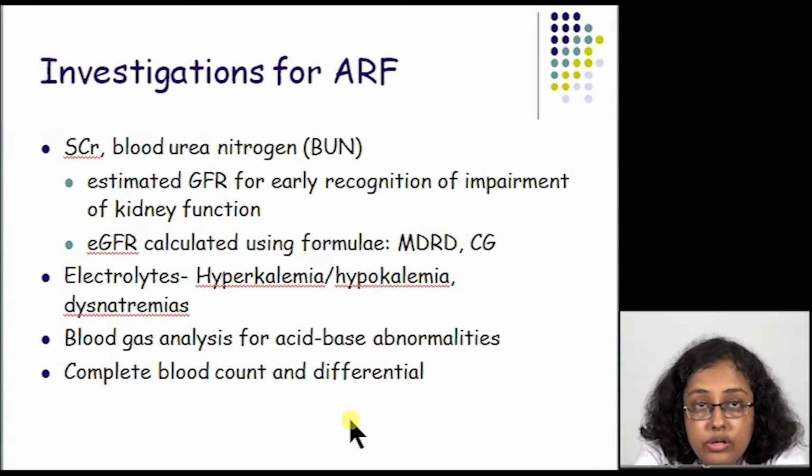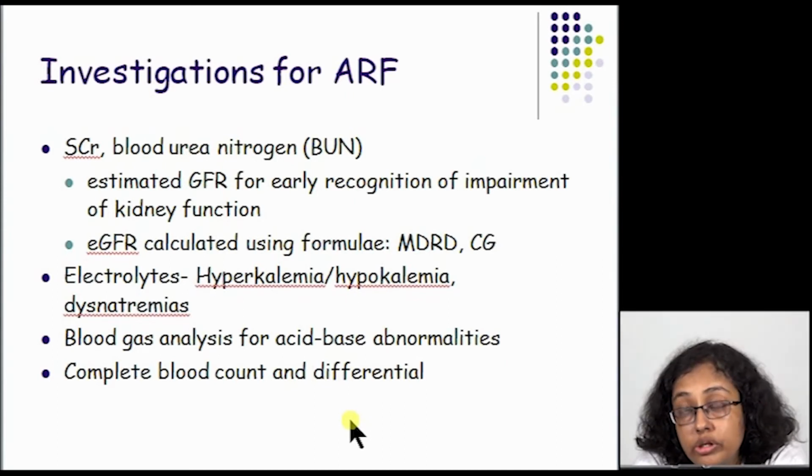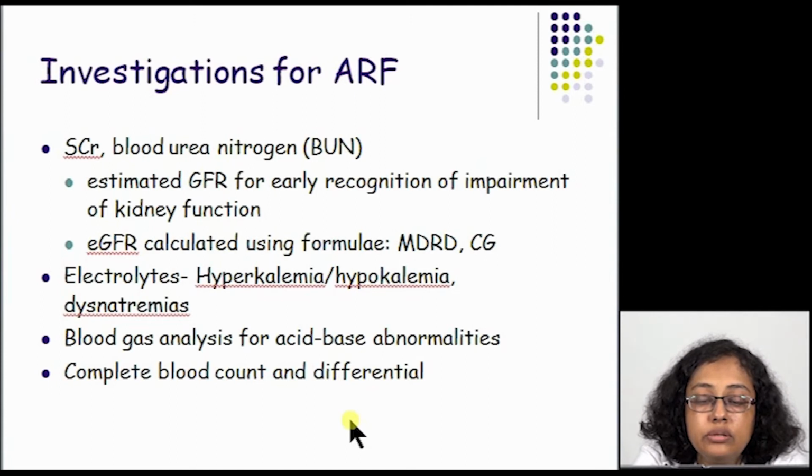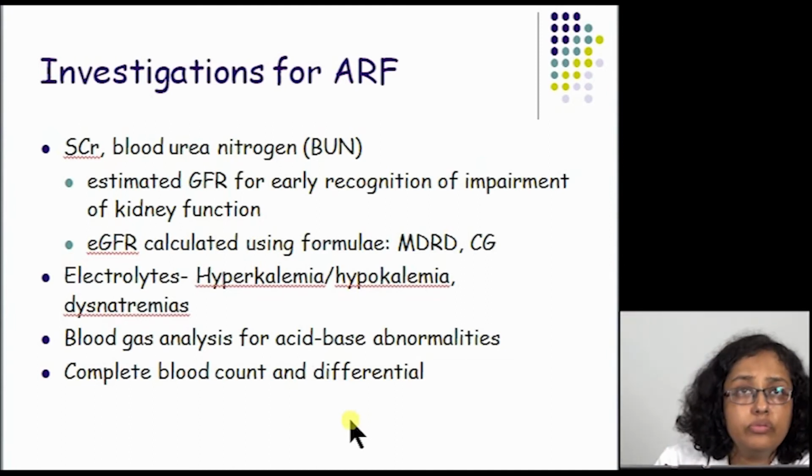You need to look at the electrolytes, the sodium, potassium, because you can have hyperkalemia, which may be life-threatening. If the patient has severe diarrhea, vomiting, but is non-oliguric, you can have hypokalemia. You can have electrolyte imbalance, hyponatremia, especially in elderly patients. Blood gas analysis is important to look for metabolic acidosis. A blood count and differential to look for infection.